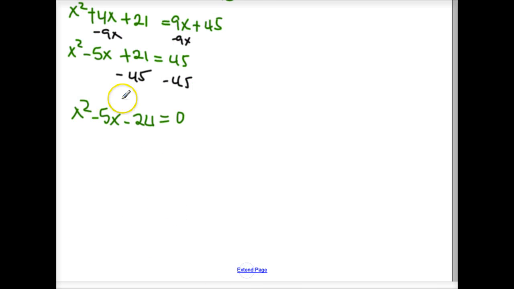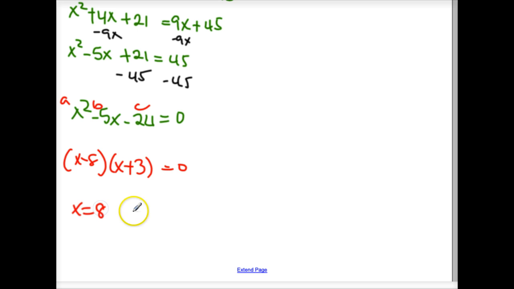If I go ahead and solve this as my a, b, c, I will get x minus 8 and x plus 3 equals 0. Using the zero property rule, what can I get? I get x is equal to 8 or x is equal to negative 3. So let's just write that a little better.